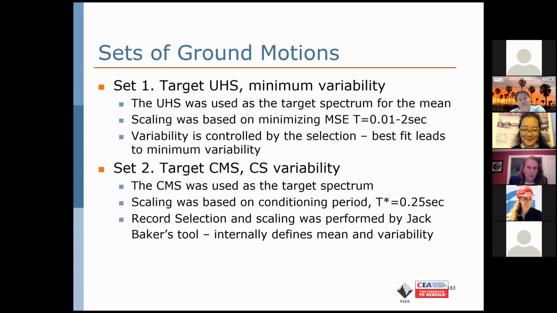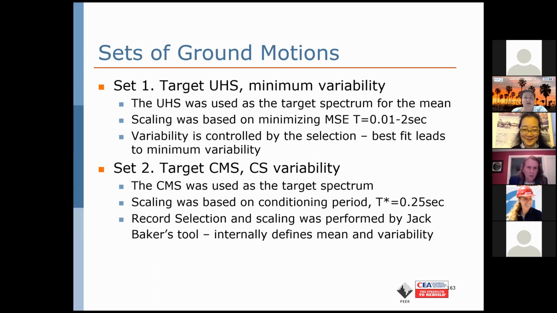On the other hand, for the conditional mean spectrum, we actually went all the way and looked at conditional spectra. This is the process that was developed by Jack Baker, and we actually used his tool that he's published on his website. I expanded it to be able to run many more ground motion suites than a single case. Here, you define your CMS conditioned at 0.25 seconds, and then the CS, the conditional spectra, defines through a correlation coefficient the mean about this conditioning point, as well as the variability.